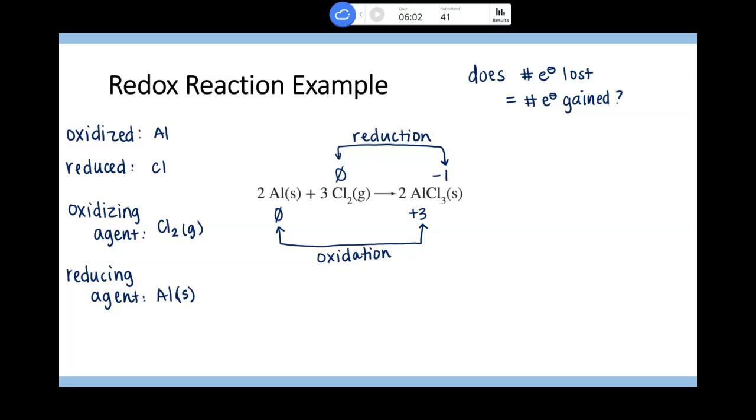Okay, so we've identified all four of these parts. Last goal is to determine if the number of electrons lost is equal to the number of electrons gained. It appears that chlorine gains 1 electron, aluminum loses 3 electrons, so that doesn't appear to be equal. But we have to take into account how many atoms are present.